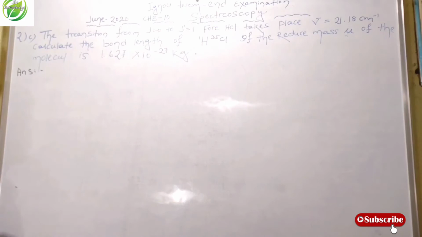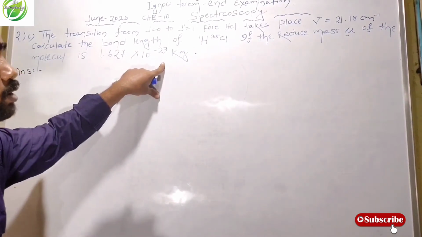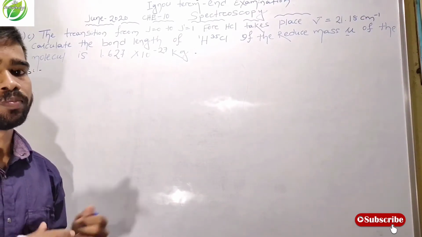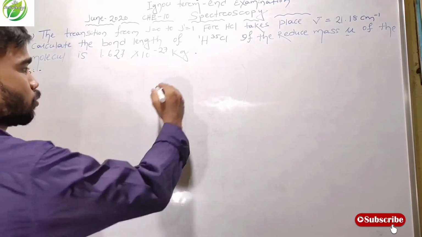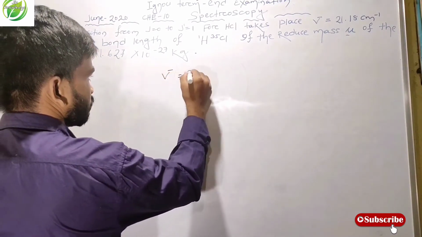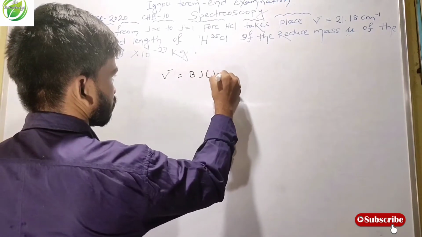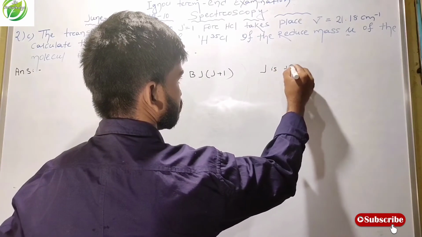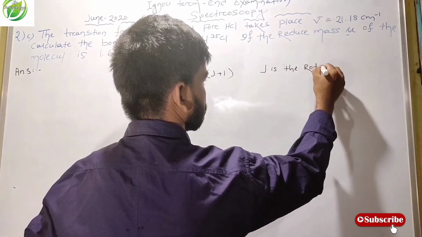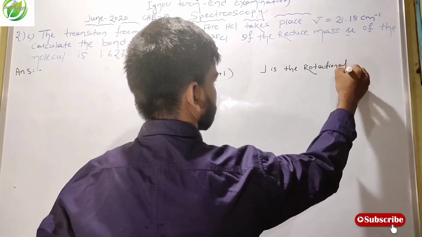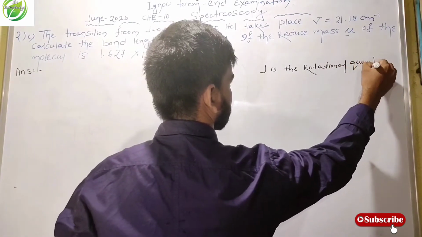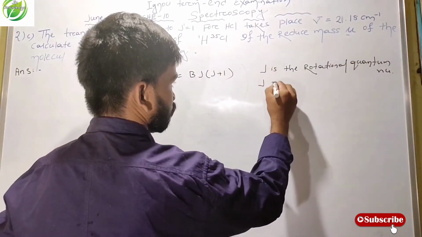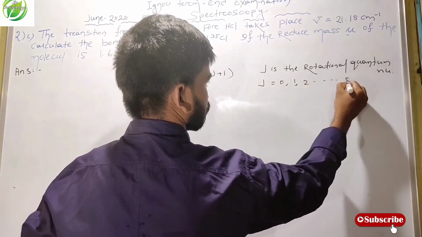Let's try to solve this question. Friends, we know this question is related to microwave spectroscopy or rotational spectroscopy. In our previous lecture, we saw that for rotational spectroscopy the energy formula in terms of wave number is E = BJ(J+1), where J is the rotational quantum number. This J value starts from 0, 1, 2 and so on.